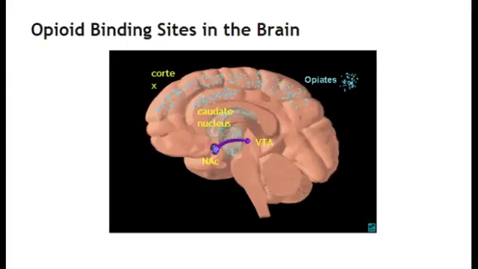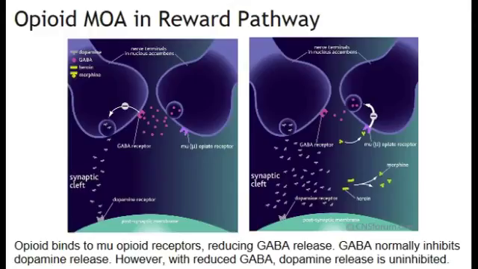And so how this occurs is demonstrated here. Basically, the opioids bind to the opiate receptors that are concentrated in areas within the reward system. And so action of opioids within the thalamus contributes to their ability to produce analgesia. And so this diagram nicely summarizes opioid mechanism of action in the reward pathway.